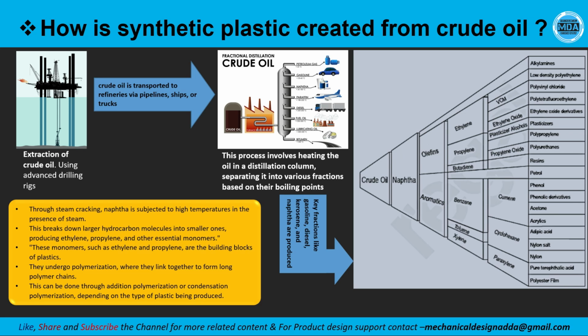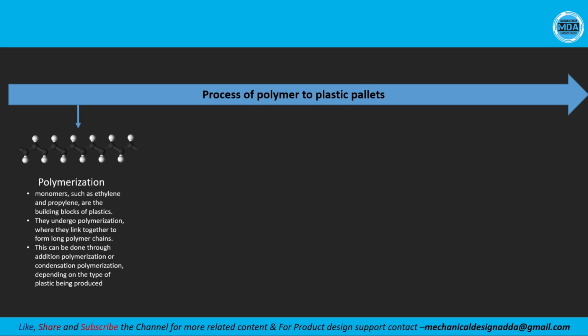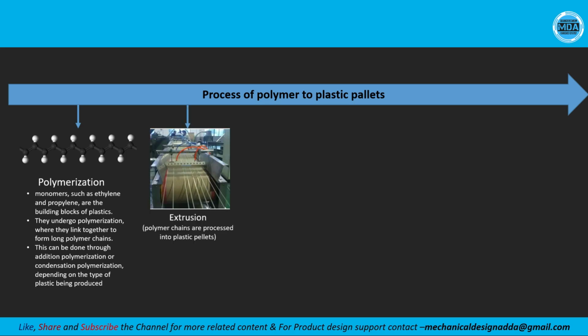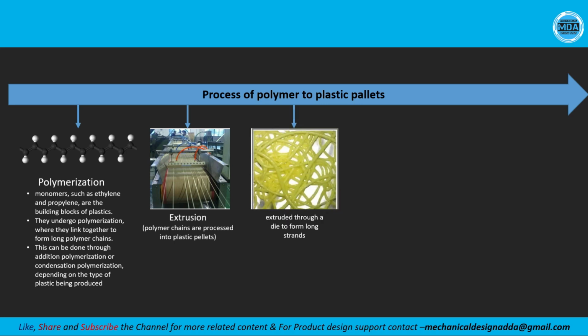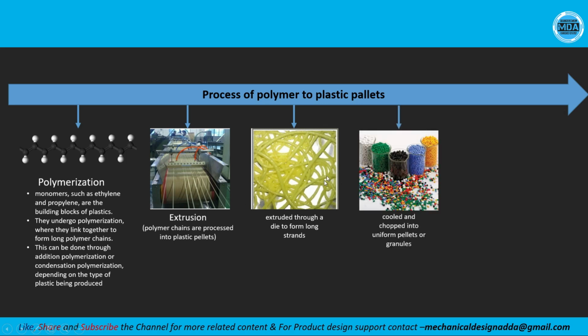So these monomers undergo the polymerization process, where all the monomers come together and form the polymer, which is nothing but our plastic material. Then this material goes through the extrusion process, and here we are getting a long strand of plastic. Here you can see the long strand of plastic, and after getting the long strand from the extrusion process, we are chopping or cutting this long strand into small pieces that we call pellets.